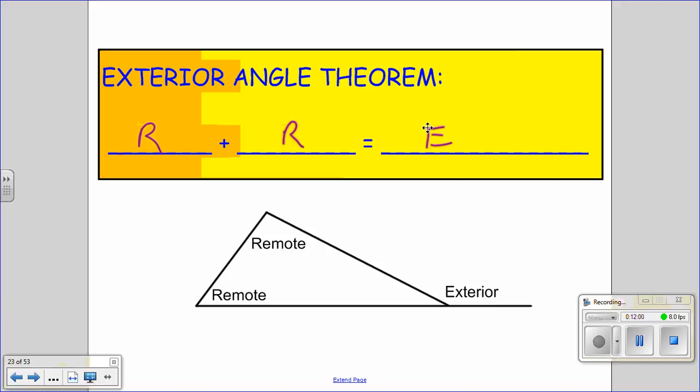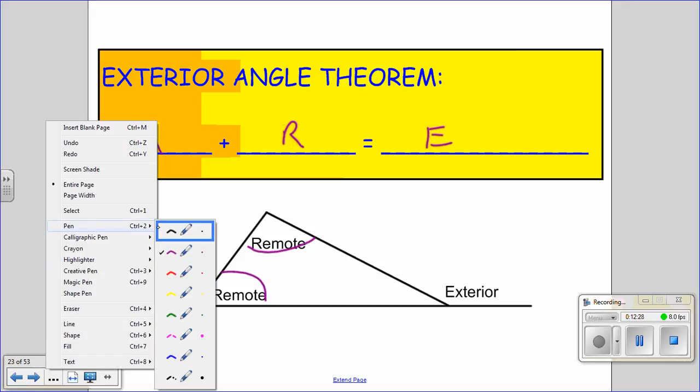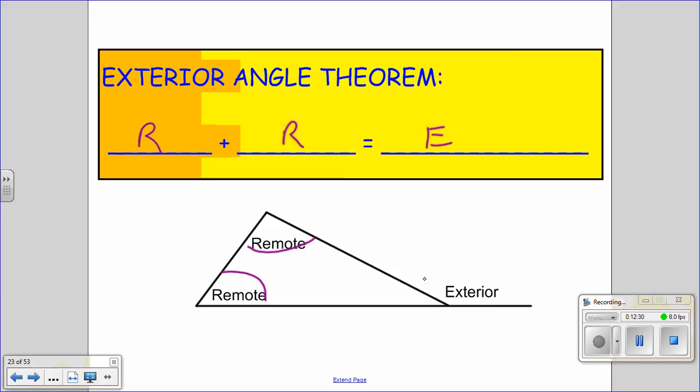The two remote meaning the angles that are not adjacent to the exterior angle. They're far away. Think of when people say, I'm going to a remote island. They want to be totally exclusive and have nobody mess with them. So the remote angles are the angles on the other sides of the triangle away from the exterior. So the two remotes added together will equal the exterior, always. That's the exterior angle theorem.